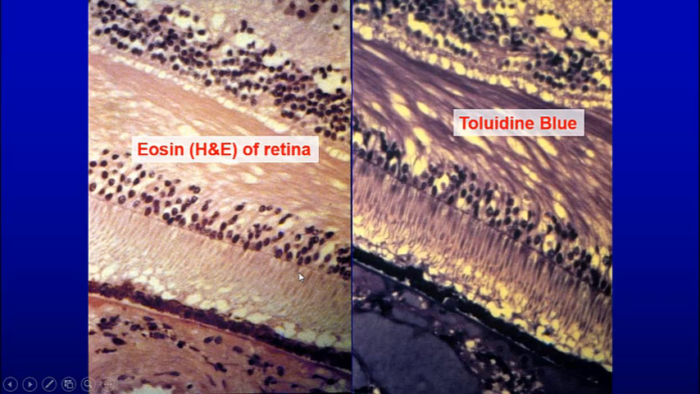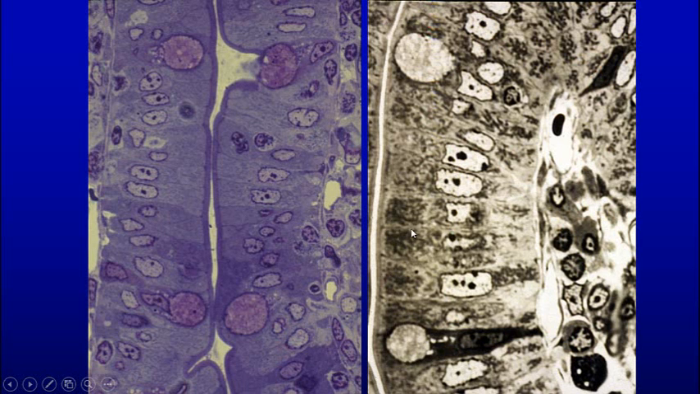Here we see H&E and toluidine blue of the eye. So there are rods and cones in the eye. Here we see intestinal absorptive cells. You can see it's a simple one-layer columnar cell, simple columnar. We can see junctions between adjacent cells through there. We can see mitochondria in through there as well.